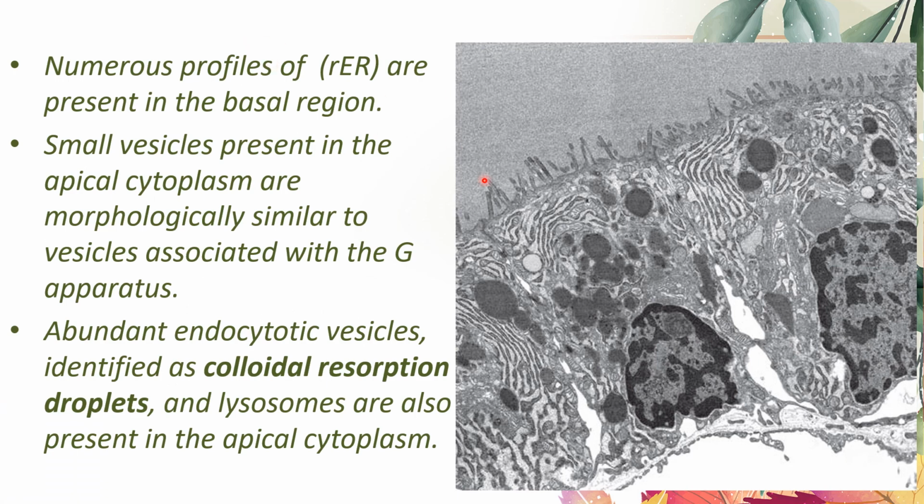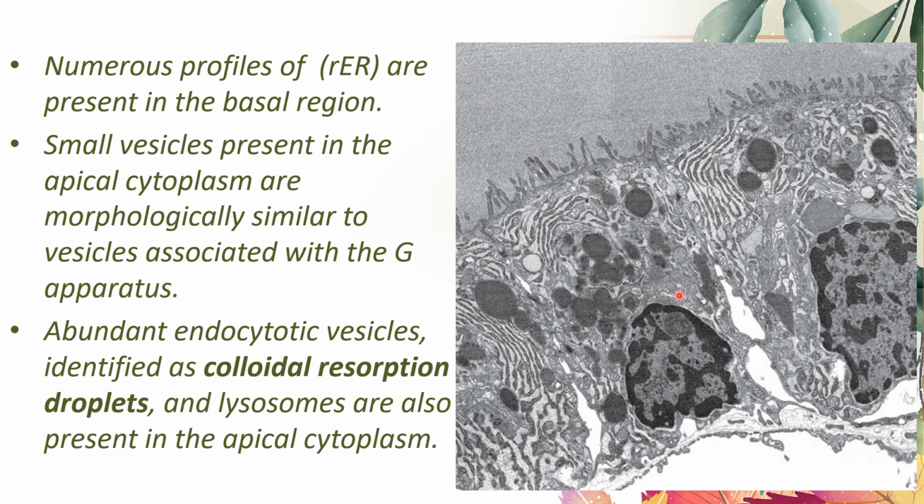Numerous profiles of the rough endoplasmic reticulum are also present in the basal region. Small vacuoles present in the apical region are morphologically similar to the vesicles associated with the Golgi apparatus. Abundant endocytotic vesicles, which are the colloid resorption vesicles, and the lysosomes are also present in the apical cytoplasm. So these are the colloid resorption vesicles, and these smaller ones are the secretory granules.